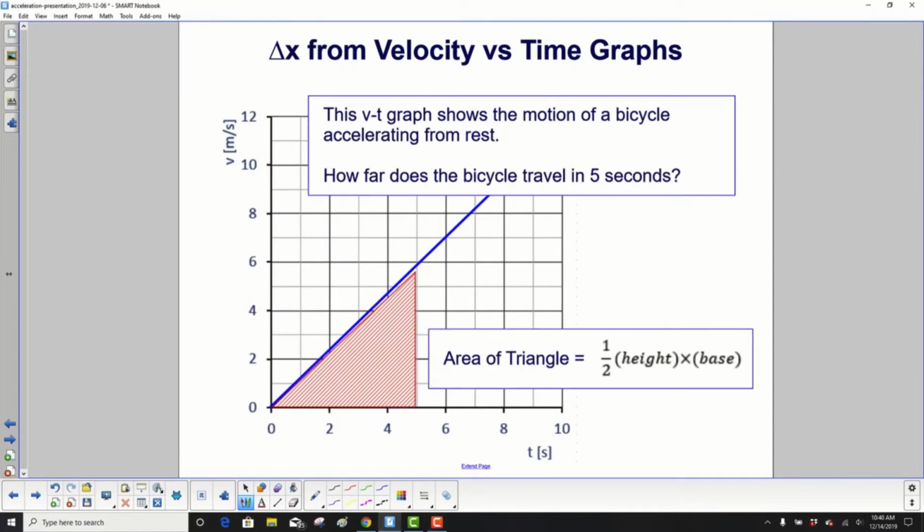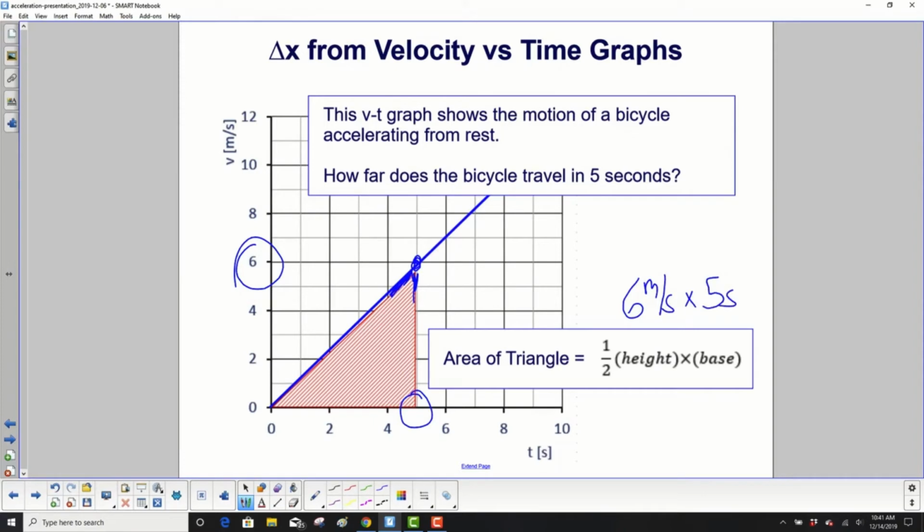So how far does this bicycle travel in 5 seconds? Well, we've marked out our triangle where our 5 seconds is here, and then at 5 seconds it really reaches this point up here, 6 meters per second. I know the red thing doesn't go all the way up there, but we'll fill it in. So the area of that triangle will be 1/2 the height, which is 6 meters per second, times the base, which is 5 seconds.